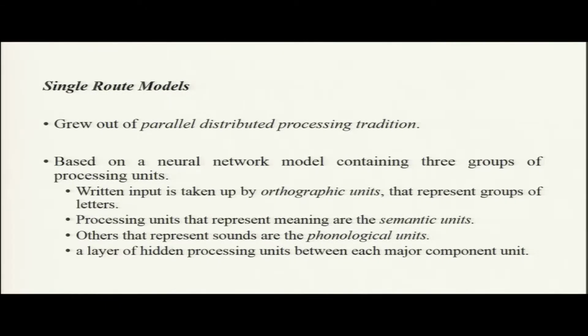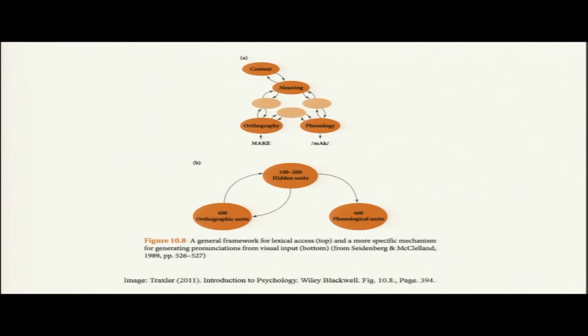The single route models have grown out of the tradition of parallel distributed processing, and they are based on neural network modeling. They typically contain three kinds of units. They contain orthographic units, which represent the written version of the letters; phonological units, which contain the sound representations; and semantic units, which represent the meaning based representations. There is also a hidden layer of processing that connects each major component unit, and that is the processing part of the model.